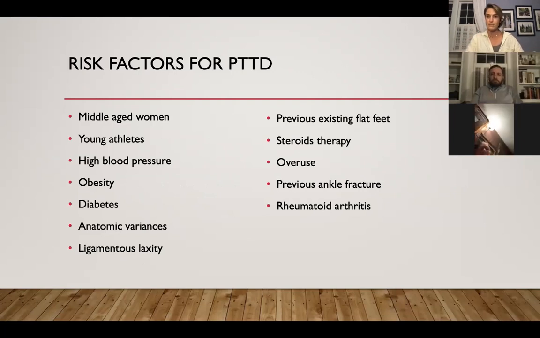Some of the risk factors for this: middle-aged women; sometimes it's traumatic for young athletes, it definitely happens. High blood pressure, obesity, having more weight on your feet, diabetes, and anatomic variances. Some people are born with an extra navicular bone, so anything like extra bones in this area can definitely affect it. People that are double jointed or have more ligament laxity in general are more prone to this because the ligaments aren't supporting it as much, so there's more stress on the muscles. Previously existing flat feet, like we talked about, someone born with more of a flat foot. Taking steroids frequently throughout their life affects all the muscles and ligaments.